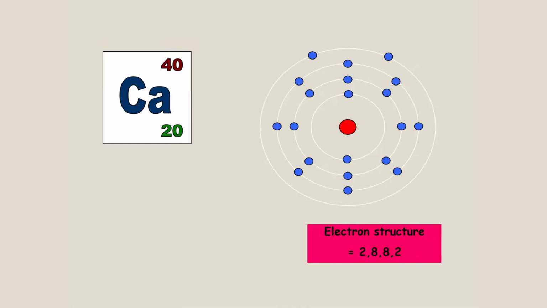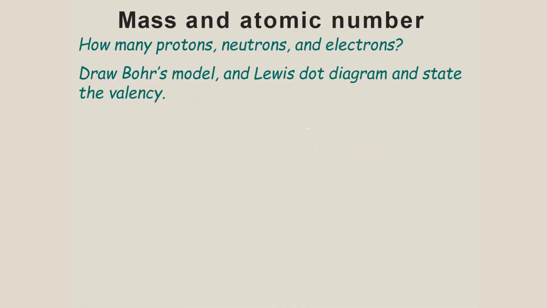This is your turn, guys. This is your homework. Take screenshots. Try to draw the electron configuration without looking at the drawing here and draw the Lewis dot structure for calcium. Find out the number of protons, the number of electrons, and the number of neutrons. Also, you have another homework here.